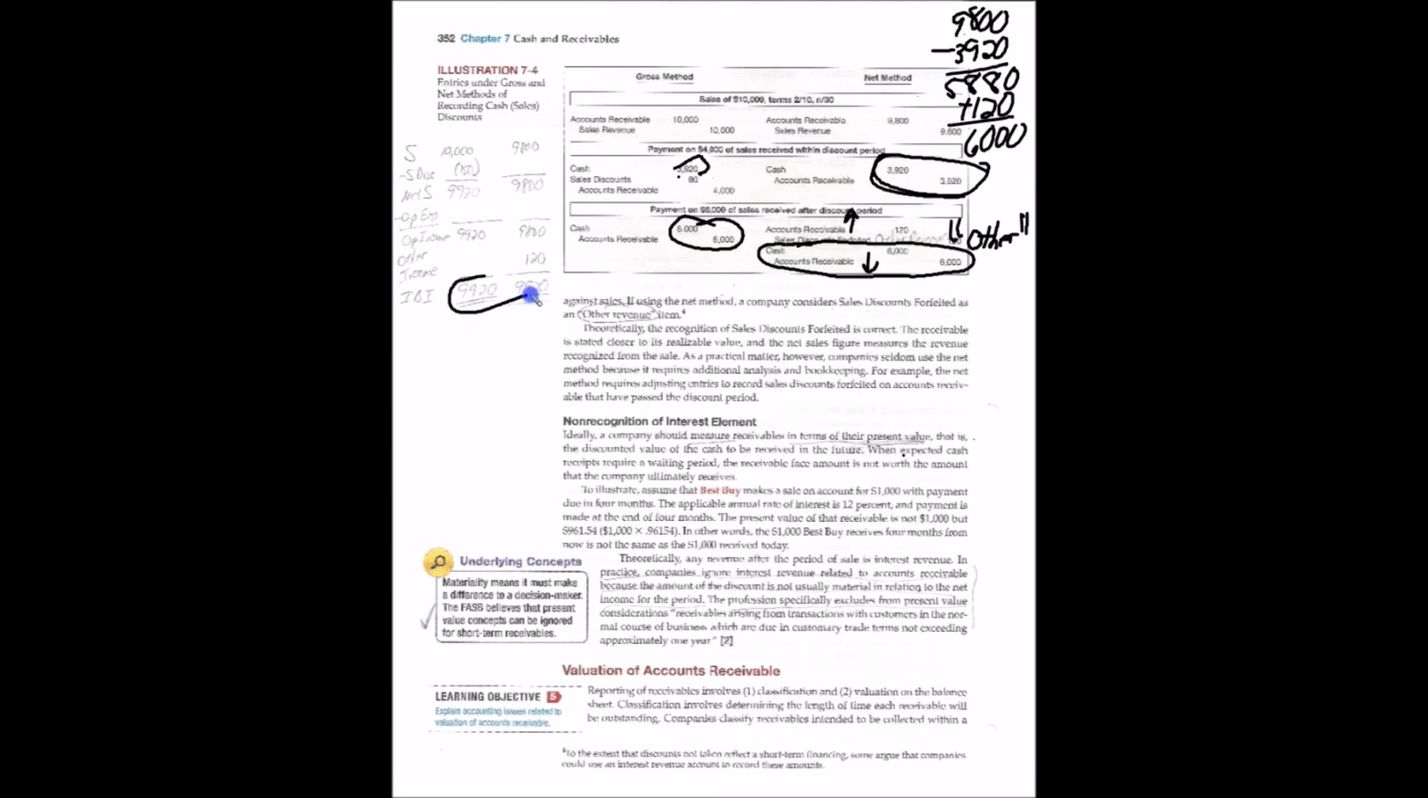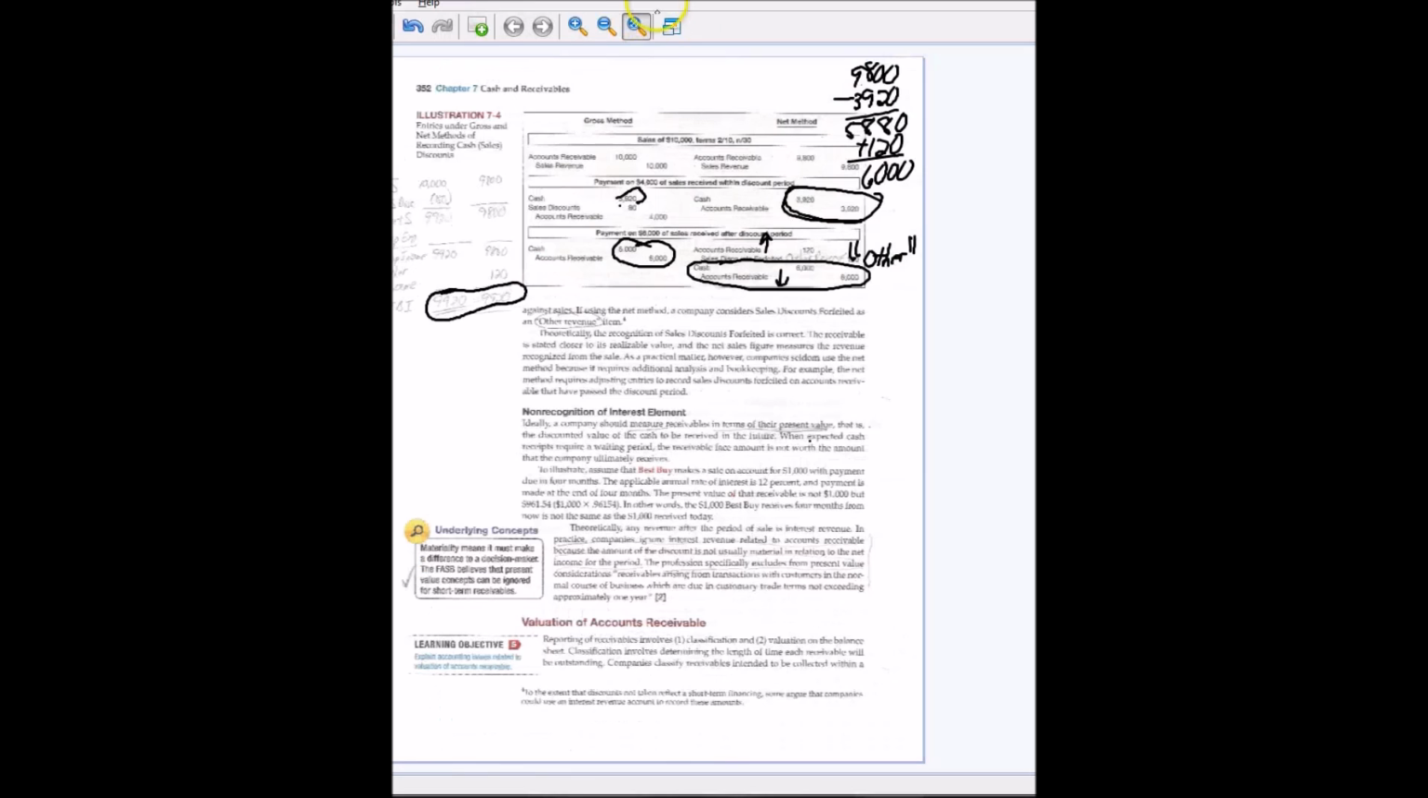Either way, income before tax is still $9,920. But again, it is a focus on what management wants to track, and then we accountants just set up the system to make that happen. Okay? All right, so that is going over gross versus net method.